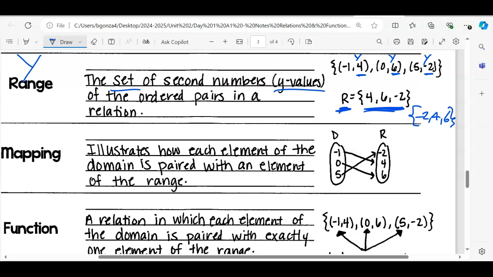Okay. So we've been talking about domain and range, the x and the y values. You have a mapping. So now when you see that, what does it mean? It's x to y, like a point. X to y, like a point.